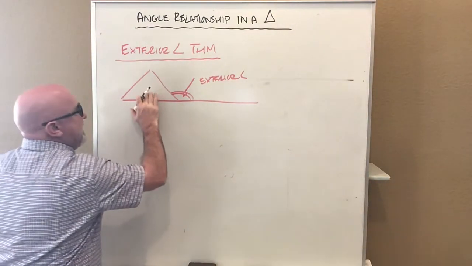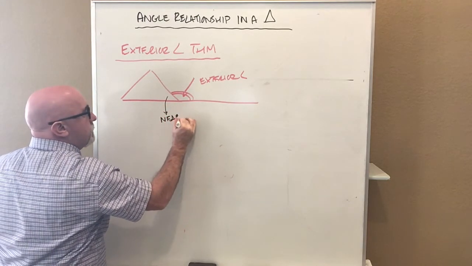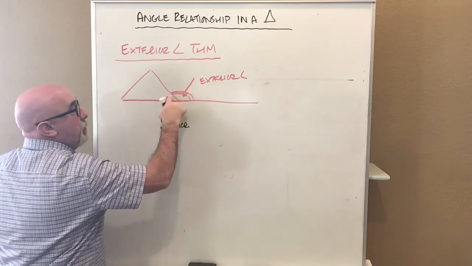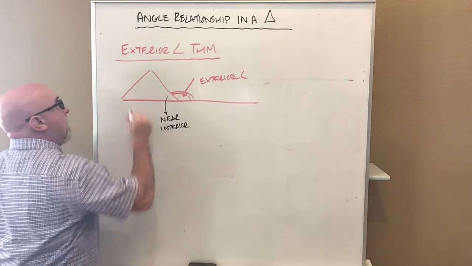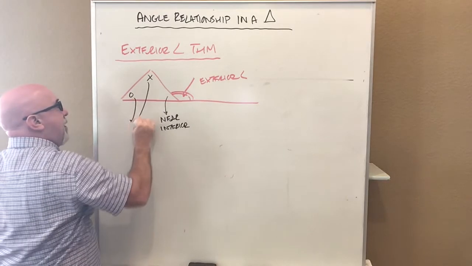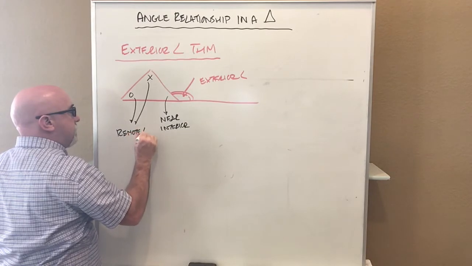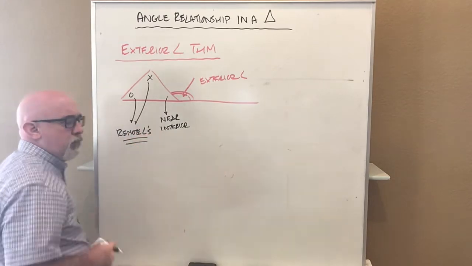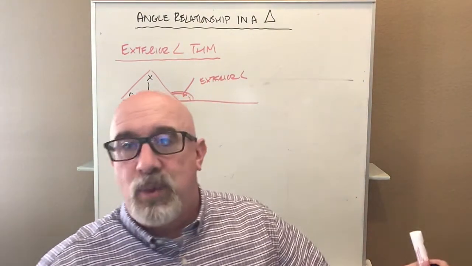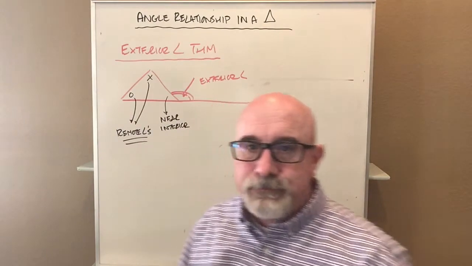These are obviously interior angles. This is the near interior, because it's the one that is the linear pair with the exterior angle. And these guys back here are known as the remote angles. A remote cabin means a cabin way out in the woods, all by itself. The remote ones are in the back corner of the triangle.